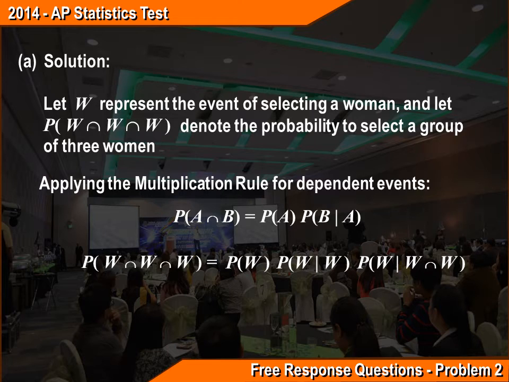Using then the value 3/9 for the first probability, 2/8 for the second probability, and 1/7 for the third probability, the product of these 3 numbers will give approximately 0.0119.